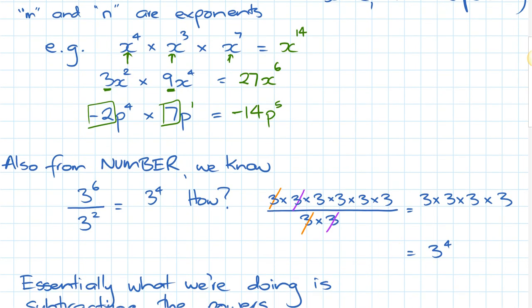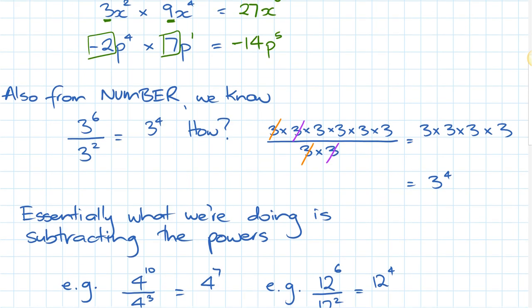Okay, so what else do we know from number? We also know something about division. So if we've got 3 to the power of 6 divided by 3 squared, that is actually equal to 3 to the power of 4. So how does this work? If I write out 3 to the power of 6 in full, I will get that there. If I write out 3 squared in full, I will get that.